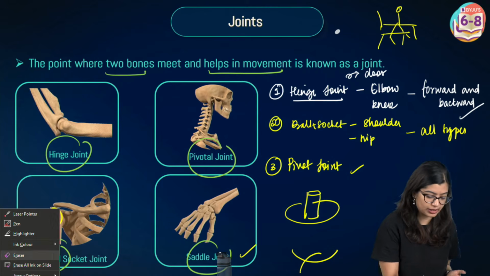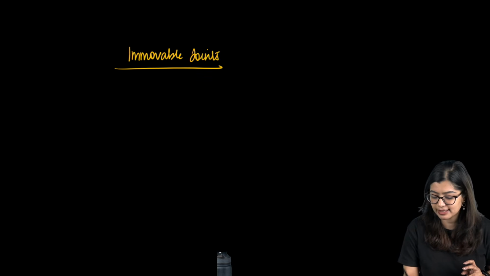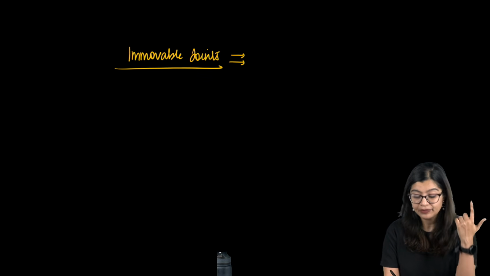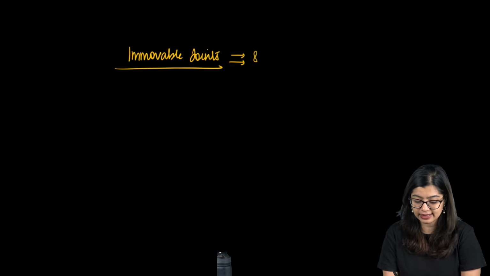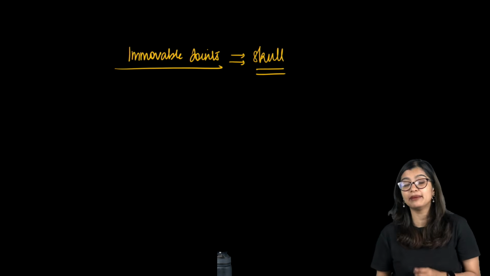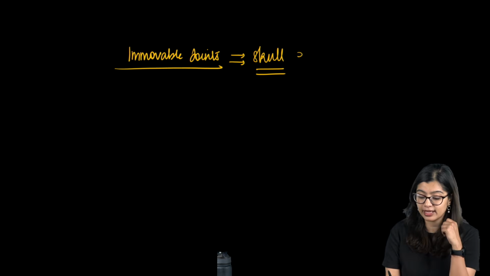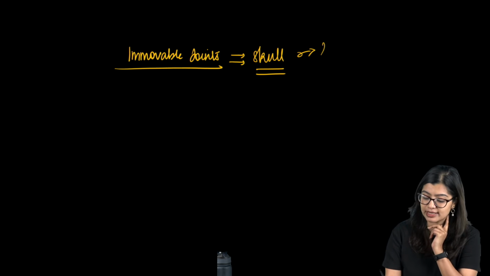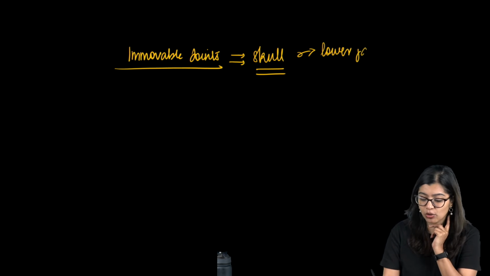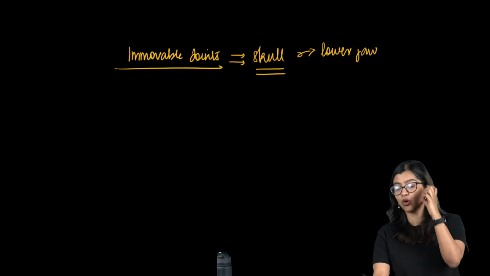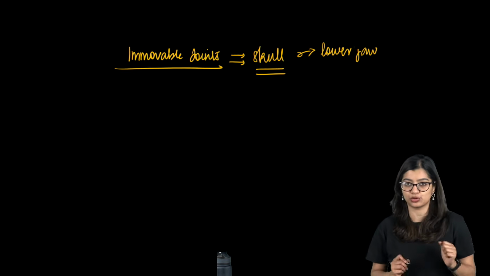Now one very important point is that there is a category of joints which cannot be moved, and we call them immovable joints. Immovable joints are commonly found in the skull, right? The skull is mainly made up of joints that cannot move. The only part of the skull which can move is the lower jaw, right? Only the lower jaw is able to go back and forth, and that's how we are able to speak.